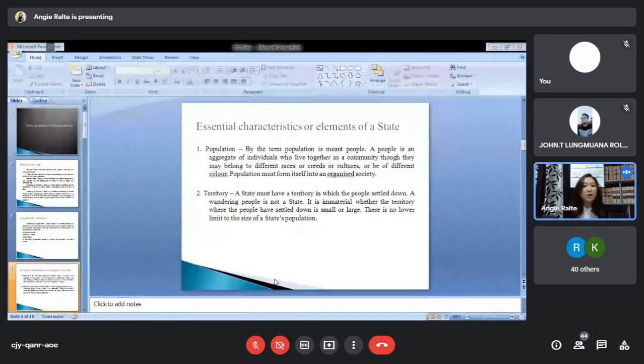So for the essential characteristics of a state, the first thing is population. Second, territory. A state must have a territory in which the people settle down. A wandering people is not a state. If people live here and there and do not have a particular place to live, they cannot be a state. For example, we live in a particular place, we are under a government, and we become a state.